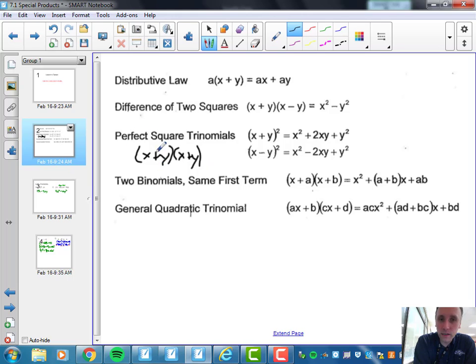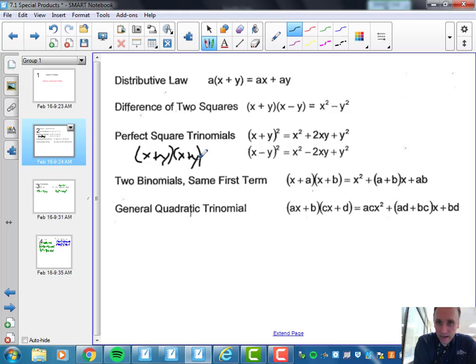And so I'm FOILing this out. I get x times x is x squared. Y times y gets me the y squared. And then my outside and inside multiplications, the x times y gets me xy. The x times y gets me xy. And I combine those, I get the 2xy. If the sign in between them is negative, then the sign on the 2 is negative. Okay. That's another little shortcut if you know.